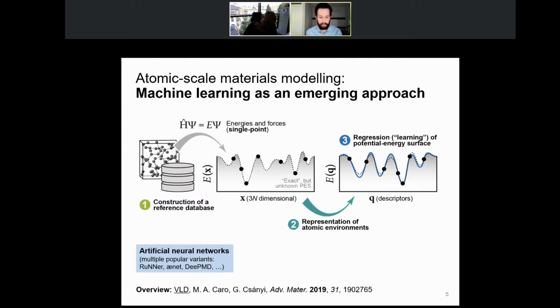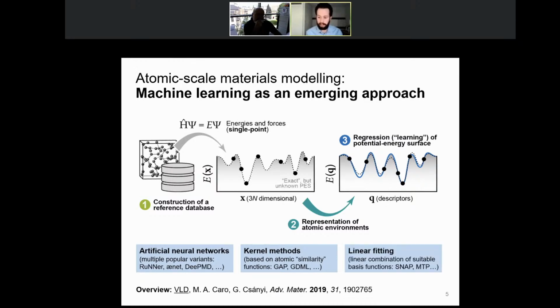And now there's multiple variants that are very widely used. There's kernel methods, which are based on atomic similarity functions, and I'm going to talk about these in what follows. And there's linear fitting, where you choose very carefully defined local functions and then combine them linearly and make a fit. All these three types of methods are in active use, and there are benchmark studies coming out that are telling us that all of them are really, really powerful in modeling materials.